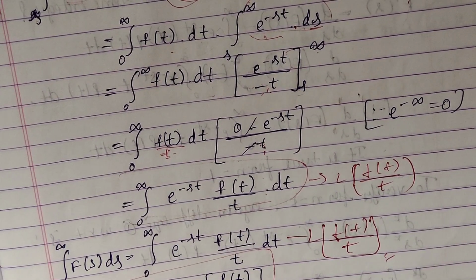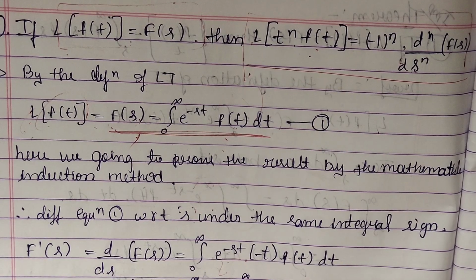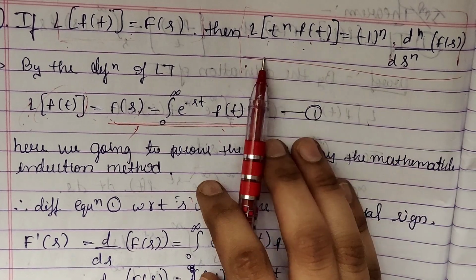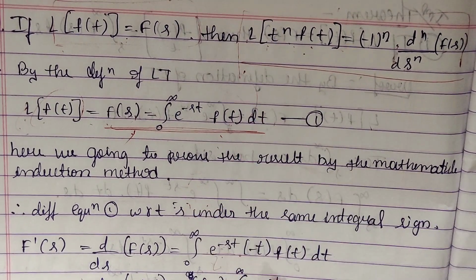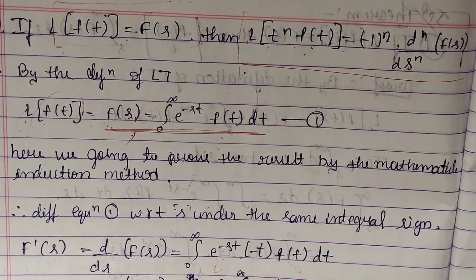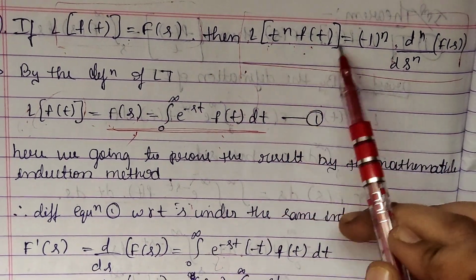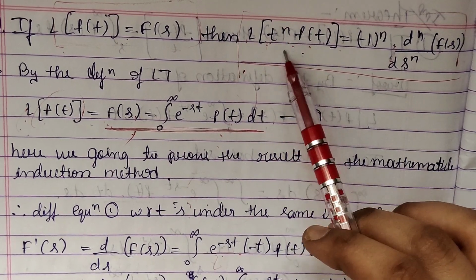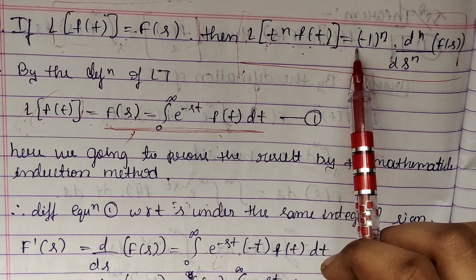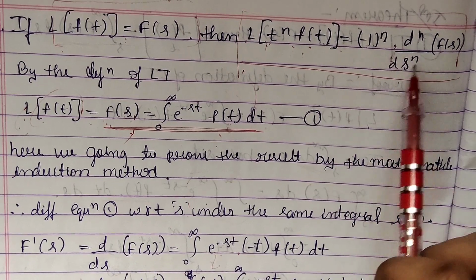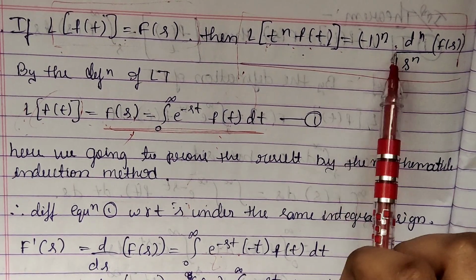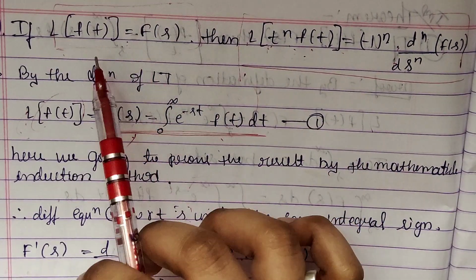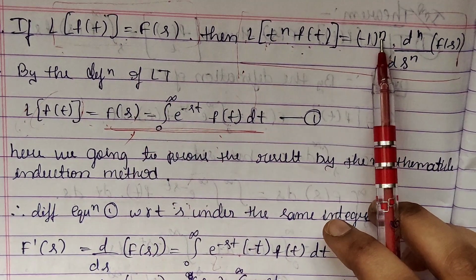Next we will move on to the second theorem. In this theorem we're going to prove the multiplication form. In the previous theorem we had proved the division form, f of t divided by t. Now we have to prove the multiplication form, that is, L of t power n into f of t is equal to minus 1 whole power n into d by ds whole power n of f of s.